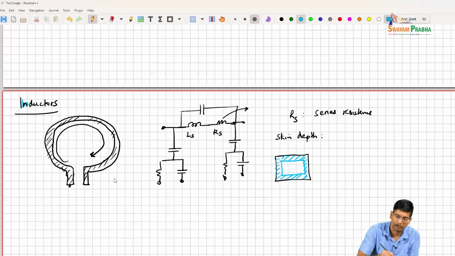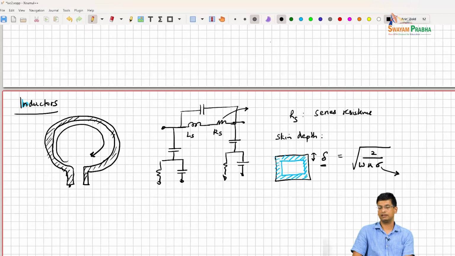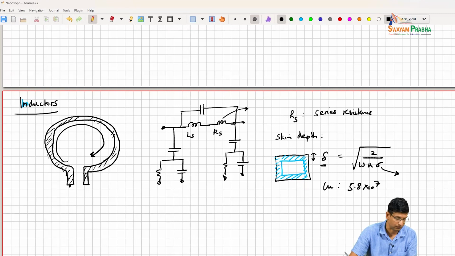With a depth delta, which is square root of 2 over omega mu sigma. So what this means is that depending upon the conductivity of the material that you're using, this skin depth changes. But if you were to just get some numbers in here, the conductivity of copper is 5.8 times 10 to the power 7 Siemens per meter.